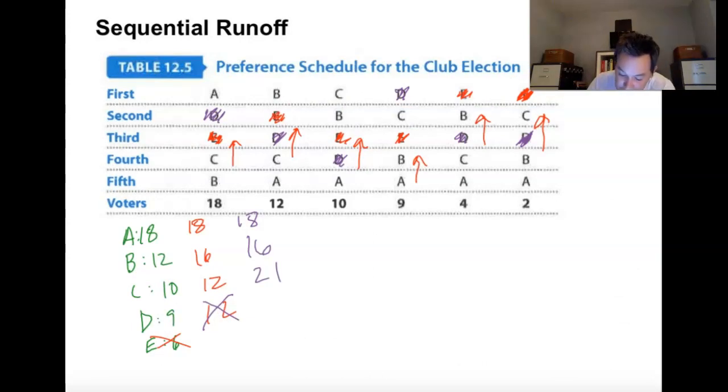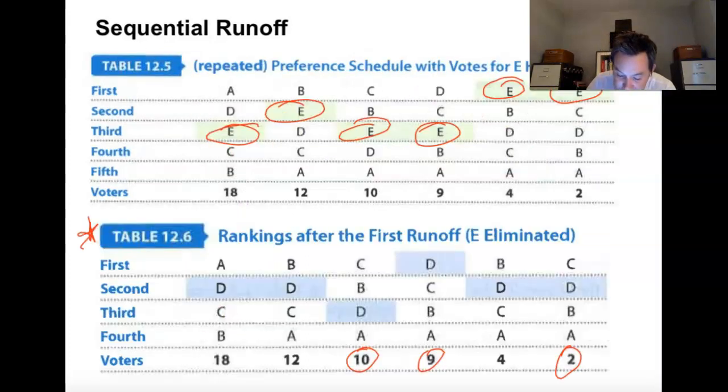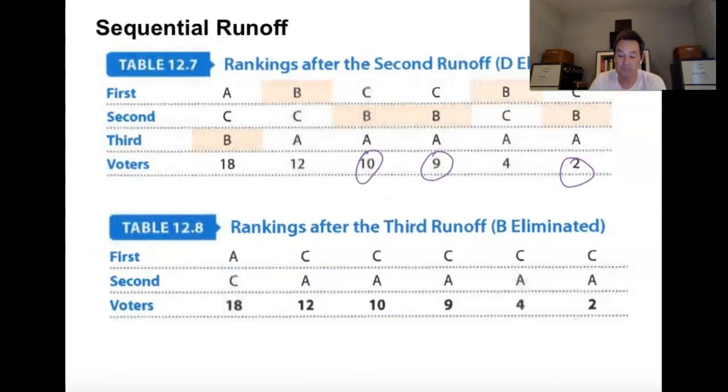All right, so now B is the slowest buffalo. And we have our final round of A versus C. So all the B's get eliminated. Move all the rows up. We look at A versus C. And you can see that A maintains just the 18. C picks up all the rest of those votes.